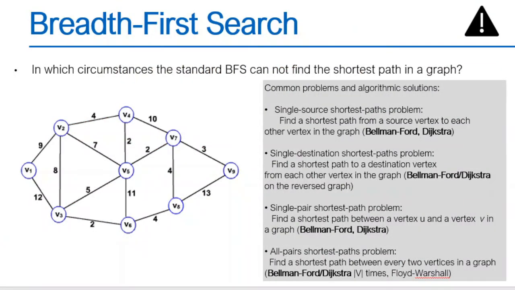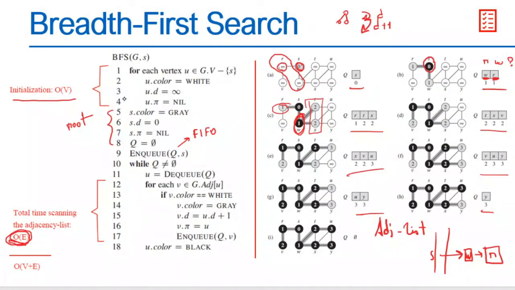The next slide contains a question: in which circumstances can the standard BFS not find the shortest path in a graph? Because if you remember from the previous slide, the BFS is totally capable, in this example, of returning the distance between the starting node and any vertex. The distance is the number of edges separating the starting node from each vertex in the graph. So in this case, the BFS succeeded.